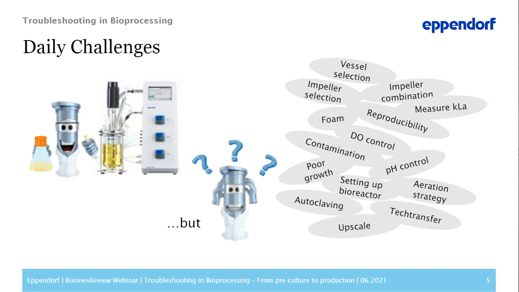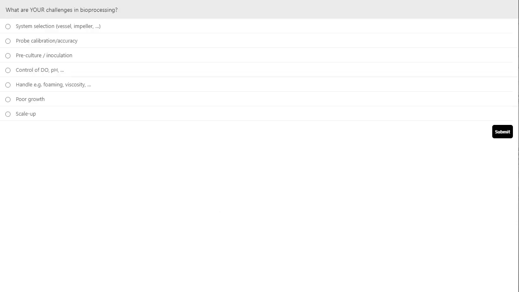So first we have a small poll we would like to know. What are your daily challenges in bioprocessing? Click on what you encounter: system selection, for instance, what impeller, probe calibration, pre-culture, control of DO or foaming issues. Just click on it and push on the send button or submit button, and then we continue. So I give you some time to select.